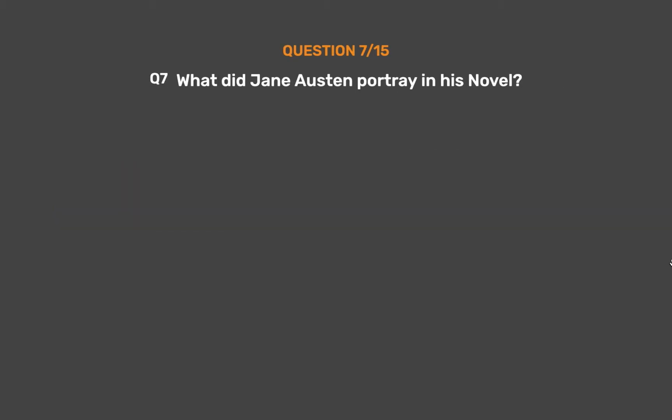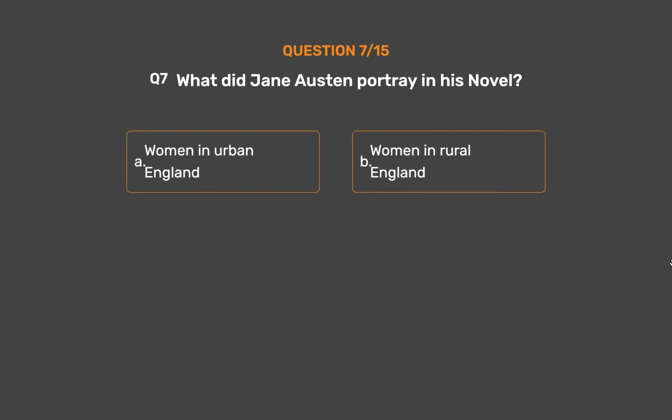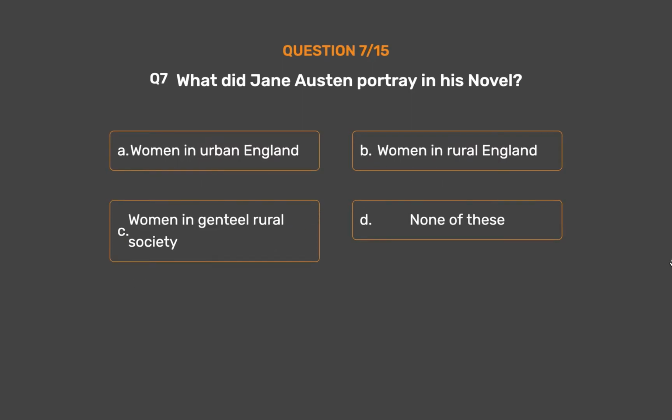Question number 7. What did Jane Austen portray in her novels? Option A. Women in urban England. Option B. Women in rural England. Option C. Women in genteel rural society. Option D. None of these.